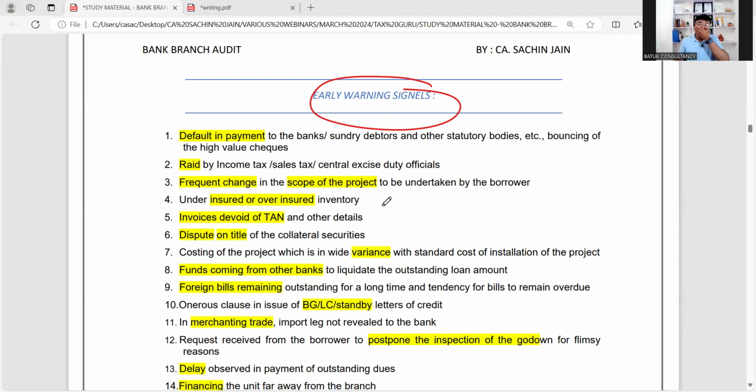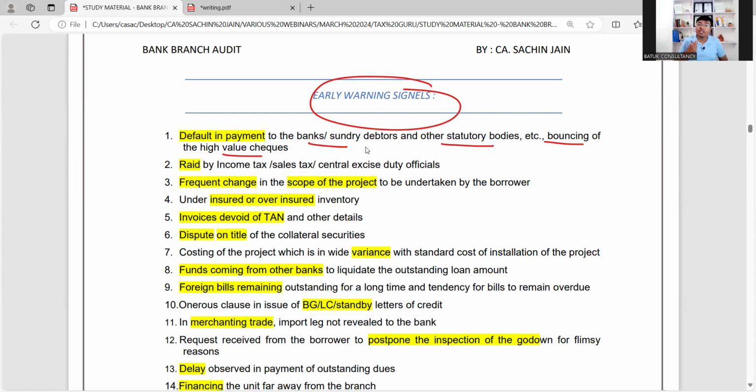So yes, certain early warning signals issued by the Reserve Bank of India. Default in payment to the bank, sundry creditors, and other statutory bodies, etc. That is bouncing of high value cheques. When we check the reports, one specific report is generated regarding bouncing of cheques. When you check that report, you just need to convert the file into Excel and make a filter on the top of the file, so that you can identify the bouncing of cheques of a particular person, so that you can easily identify multiple bounced cheques of a single person.